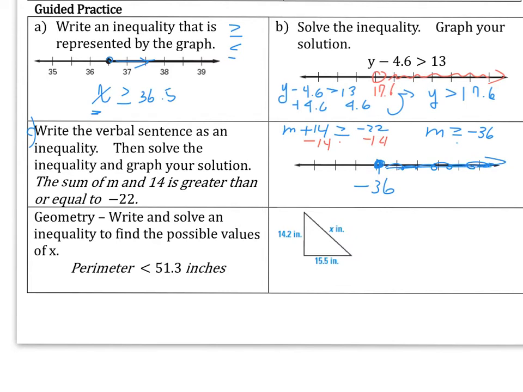Okay, let's do one more guided practice problem related to geometry. Write and solve an inequality to find the possible values of x, and say this perimeter is less than 51.3 inches. So they give you 14.2 and 15.5 for two sides of the triangle. And we need to add that to x because we don't know x. And then we need to let this be less than 51.3 since it tells us here.